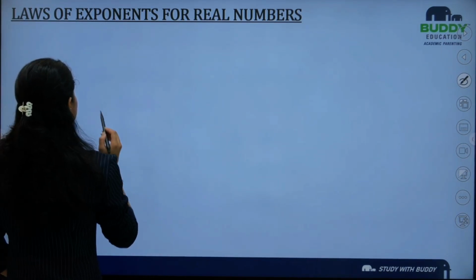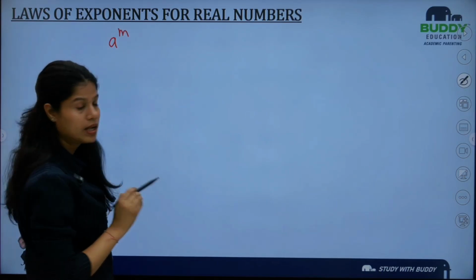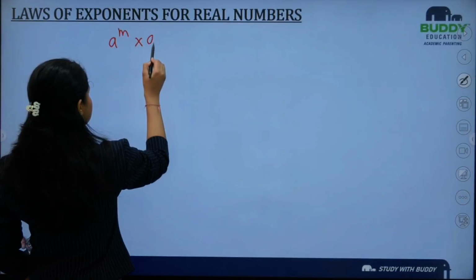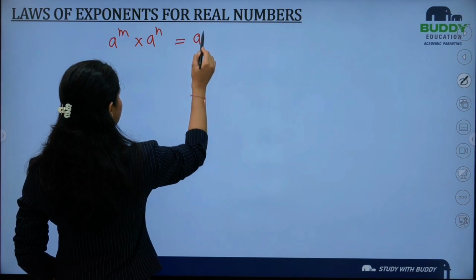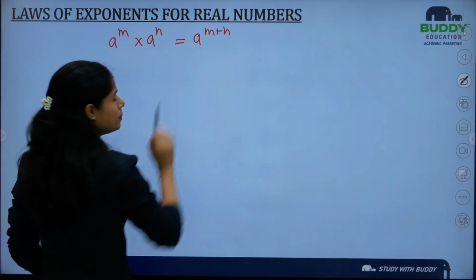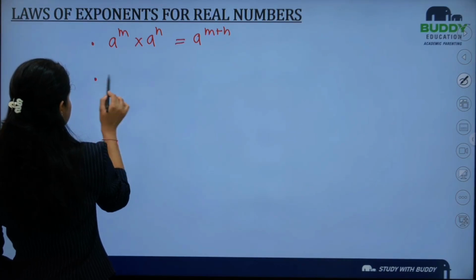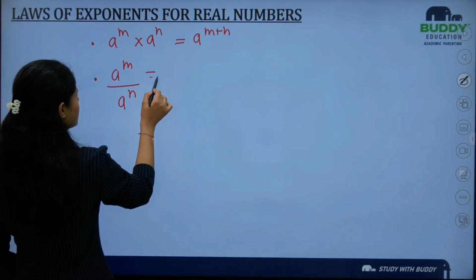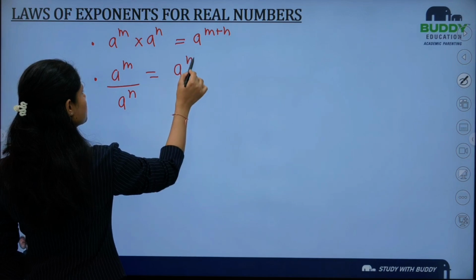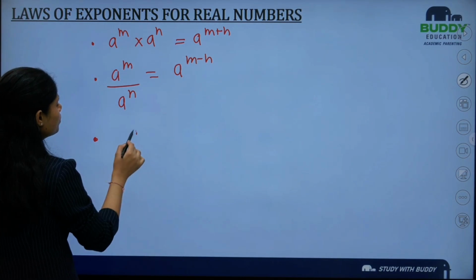The first rule that you all know is, if we have two numbers where the base is the same, then the powers will be added. This is the first rule. Then the second rule is that if you have the same base, but the numbers are in division, then the powers will be subtracted in this manner. All right, then you have a rule like this.